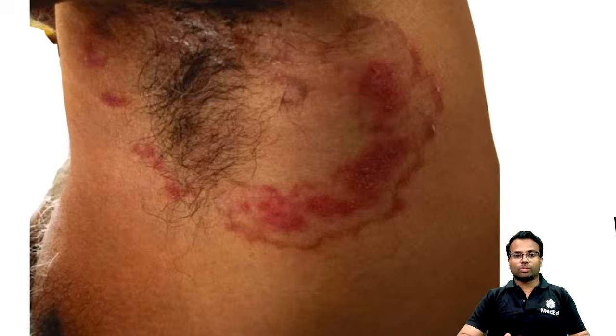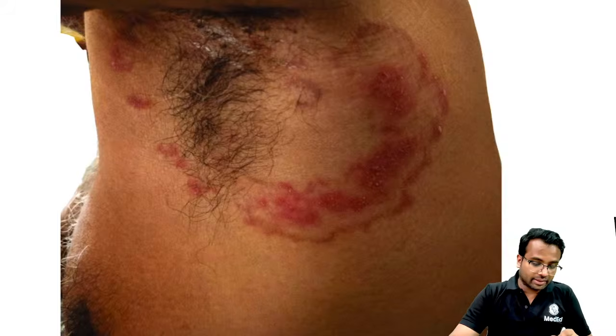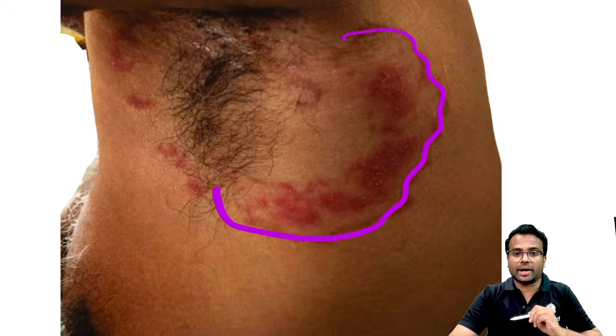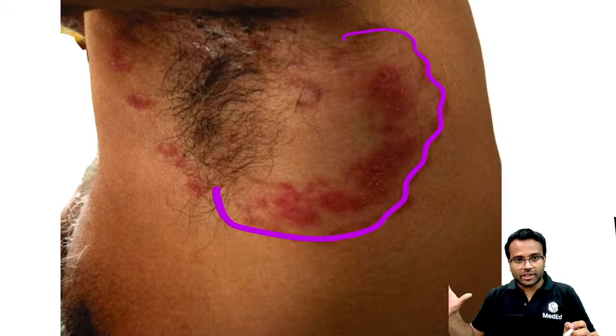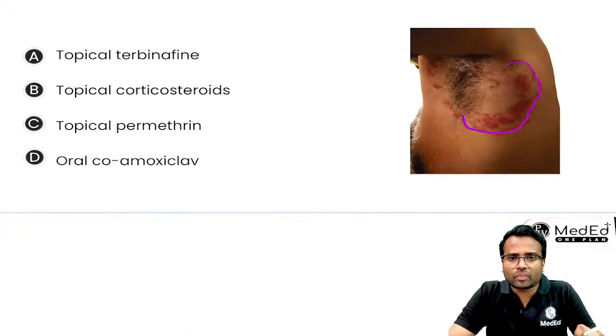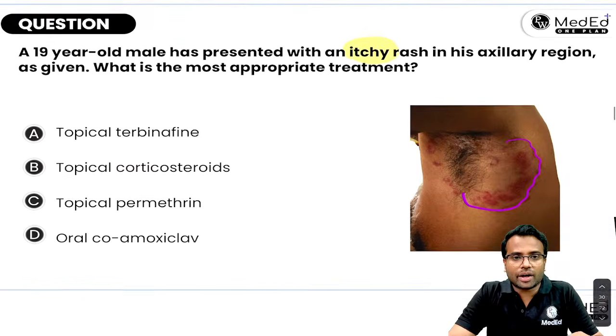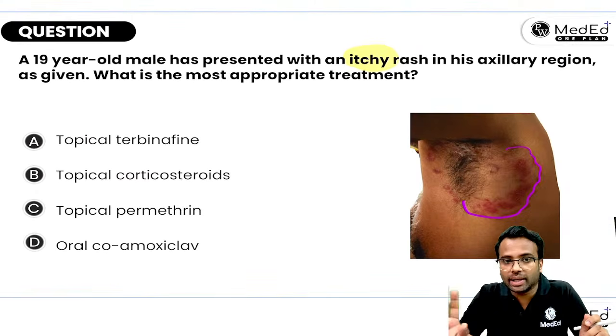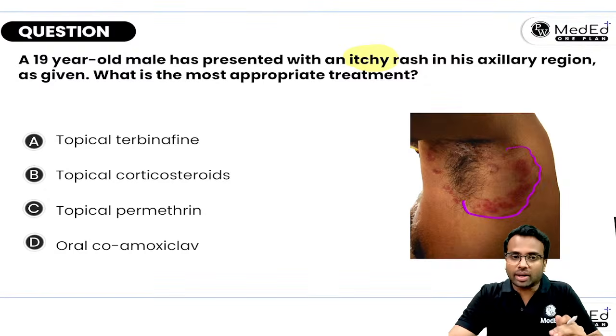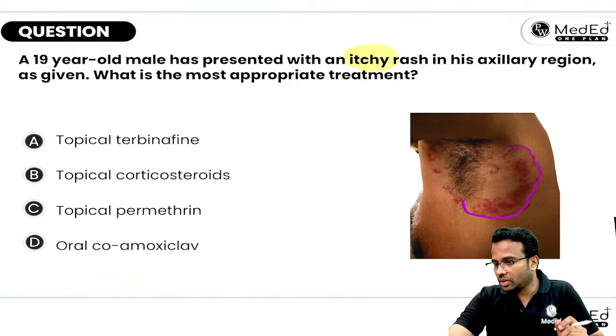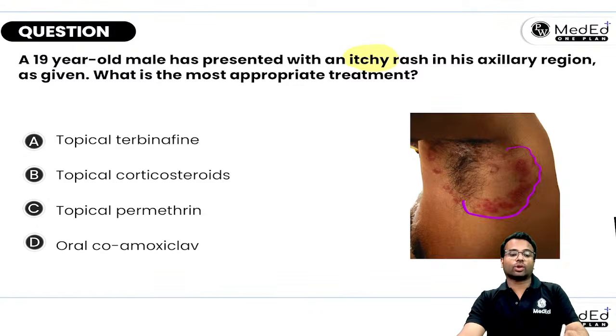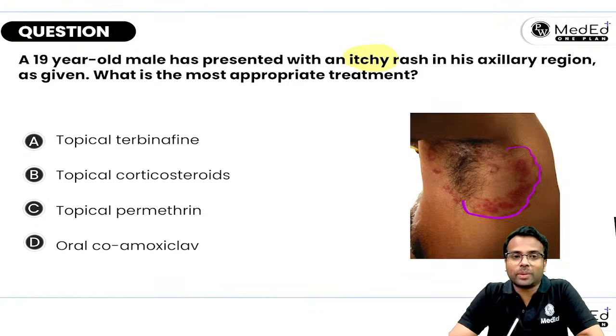Now once I zoom this image for you, I can see that this rash is kind of expanding like this, right? What comes to your mind now? Some itchy rash in the axilla. Would you like to start this patient on a topical terbinafine, which is an antifungal agent? Or do you want to start topical steroid creams, or topical permethrin, or oral amoxiclav, which is an antibiotic? Quickly give it a try. I'm giving you a few seconds only to answer in the chat box. What could be the answer here?